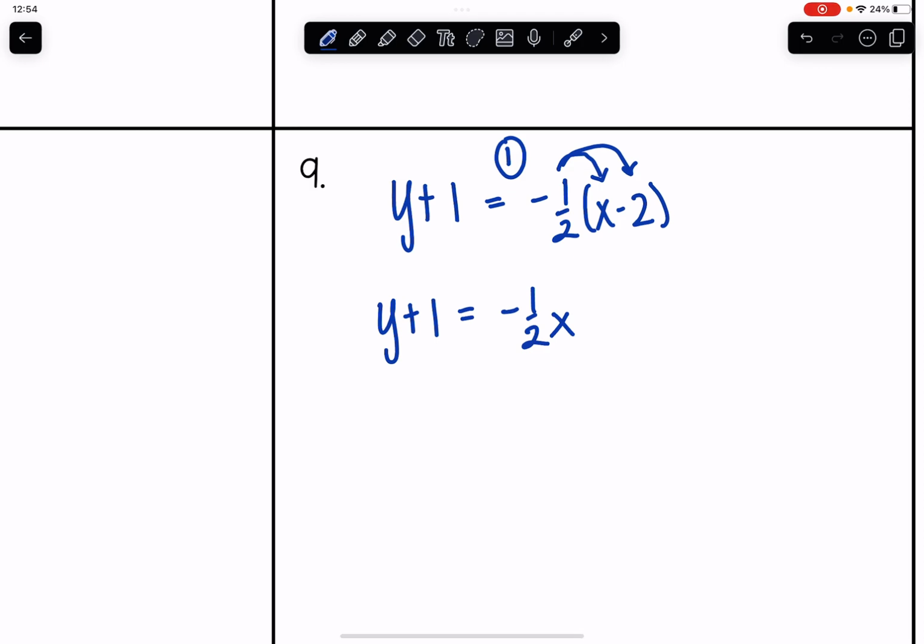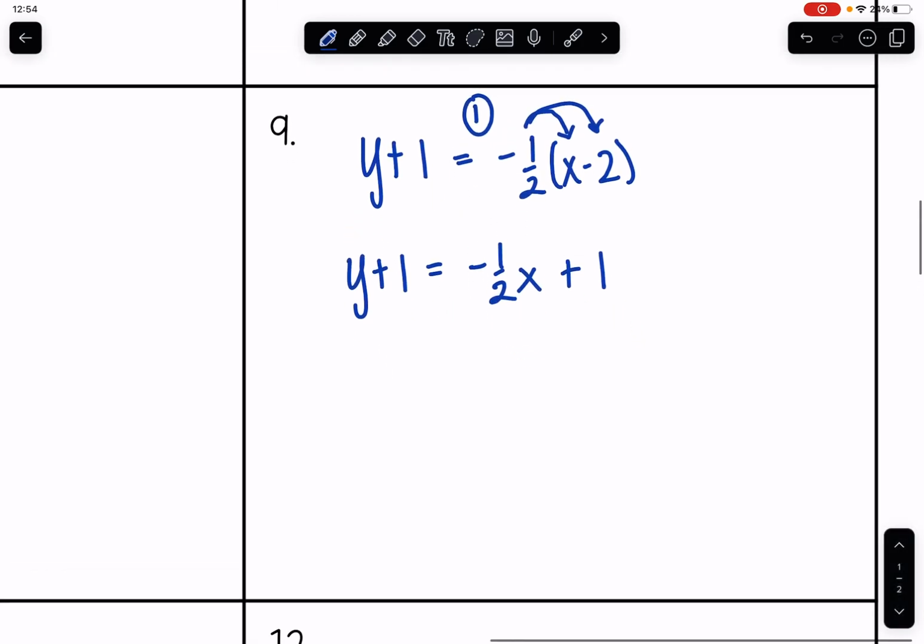Or really we're taking negative 2 and dividing it by a negative 2, which is a positive 1. Okay, so that's step 1, distribute. Step 2 would be to move this number by the y. So it's y plus 1. I would need to subtract 1.